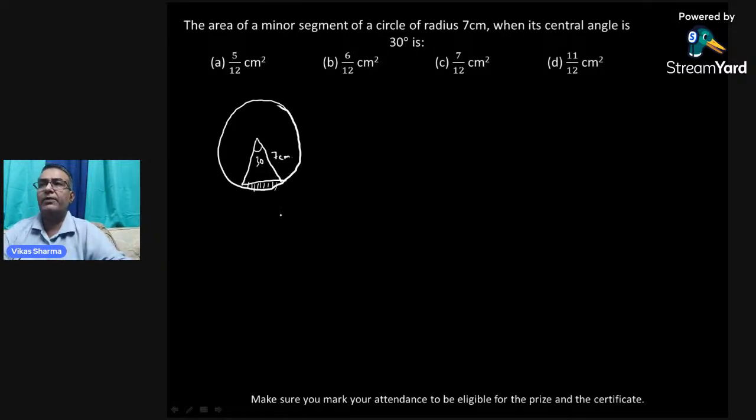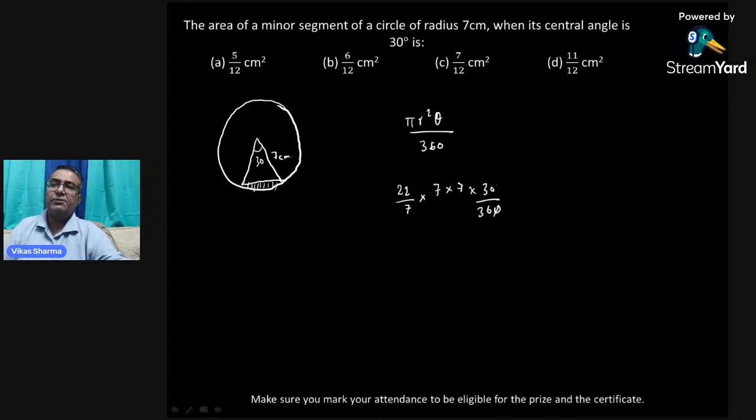So right, we know that. First let us find the area of the sector. The area of a sector is equal to pi r square theta upon 360. So pi is 22 upon 7, into r square, which is 7 into 7, into theta. Theta is 30 degrees upon 360.